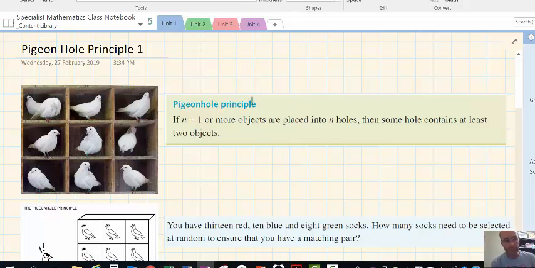This is the first of two videos on the pigeonhole principle. We're just going to look at a basic form, or some people call it the naive form, of the pigeonhole principle. The pigeonhole principle says if you've got n holes and you have more than n objects, say n plus 1 or more, then there's a hole that contains at least 2 objects. So let's see if we can use that concept.